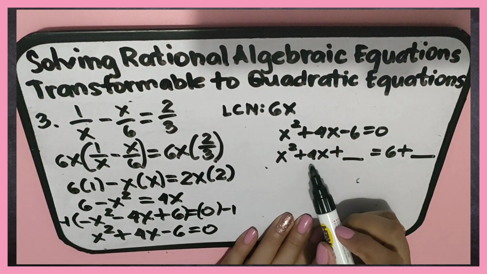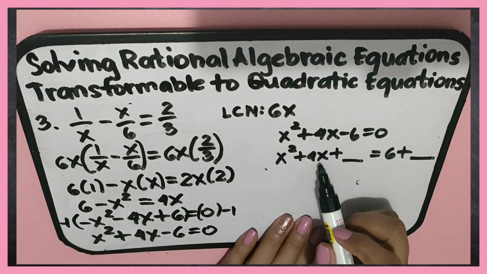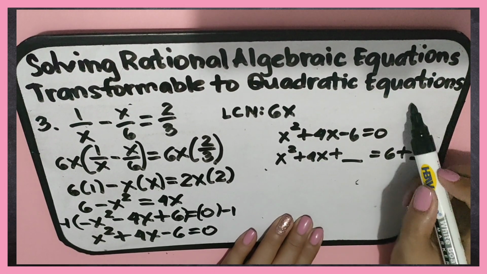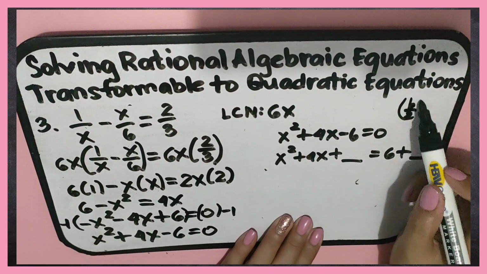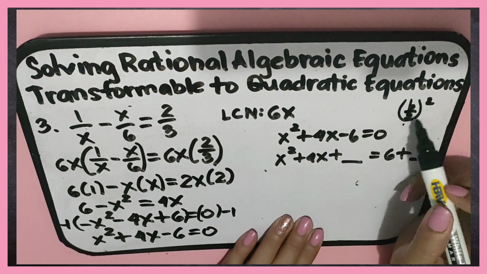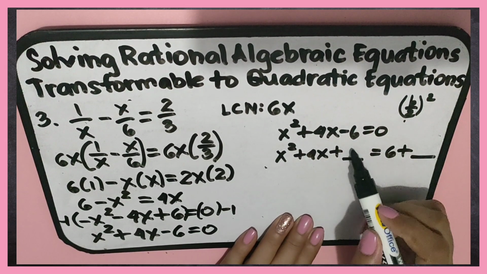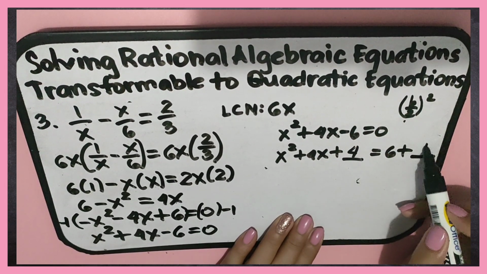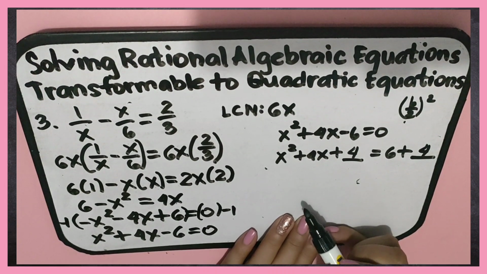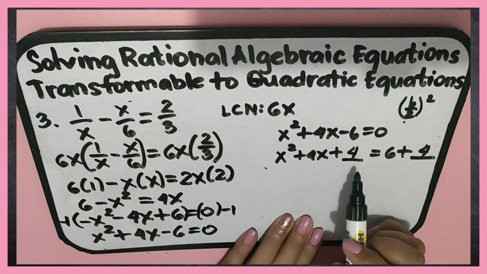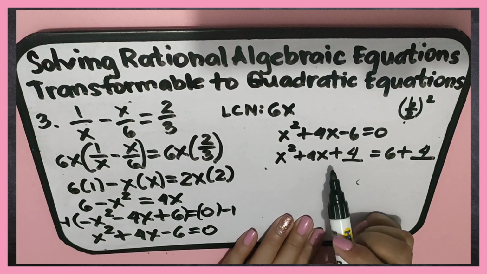So again, let us get the middle term, or the value of b is 4. We have b over 2 squared. From b over 2 squared, so we have 4 divided by 2 squared, and that is 4. So we will add 4 to both sides of the equation. And then after that, we will write this perfect square trinomial as the square of a binomial.